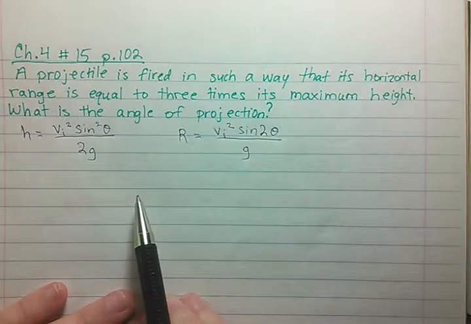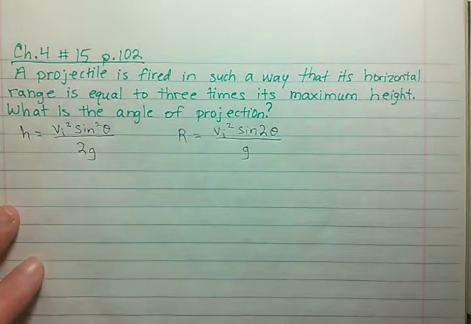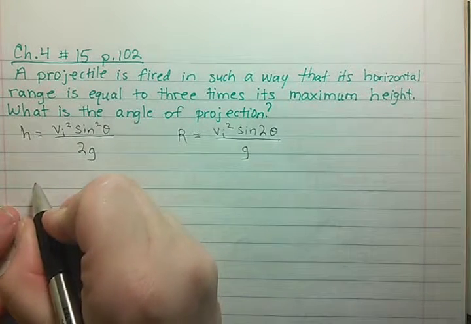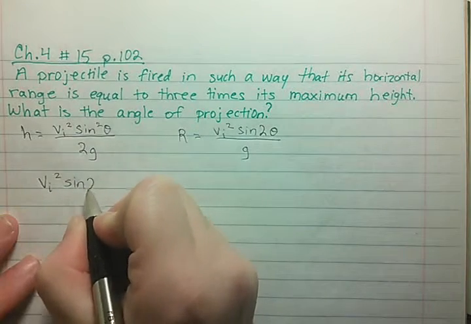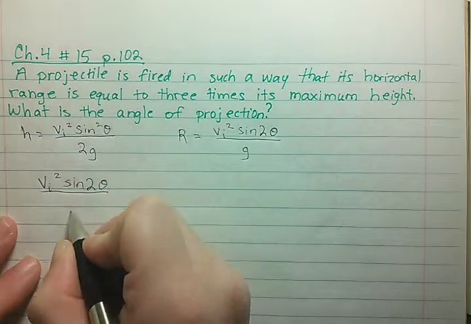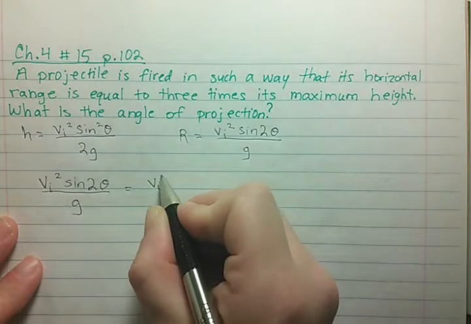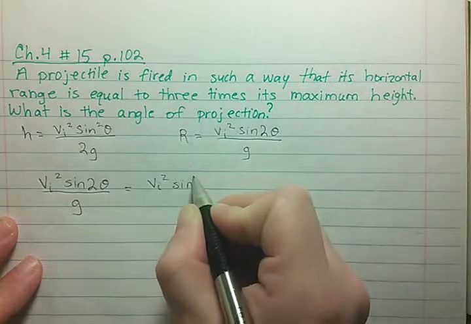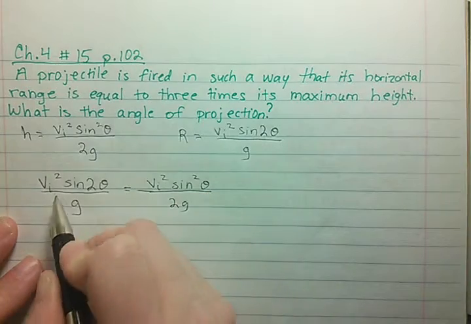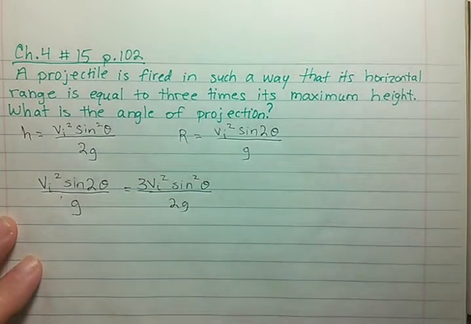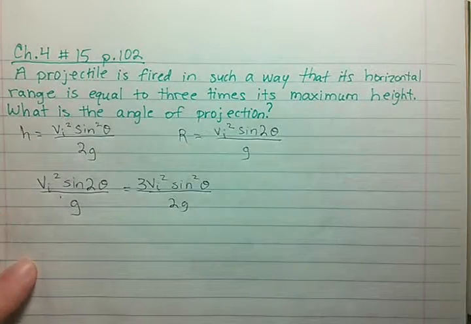so it says its range is 3 times the maximum height. So the way we want to set up our equation is this. And it says the range is 3 times the height. Now what we have to do is solve for theta.